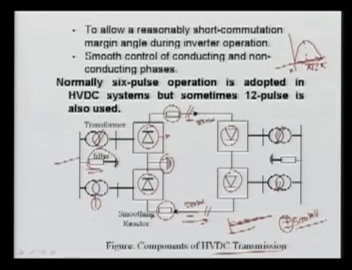For inverter operation, we look at the advance angle and fire such that alpha should be more than 90 degrees. For rectifier operation, it should be less than 90. Before that, the valve must be off, otherwise the negative polarity will appear and it may again start conducting. So we should have some margin, which is called the commutation margin angle during the inverter operation.